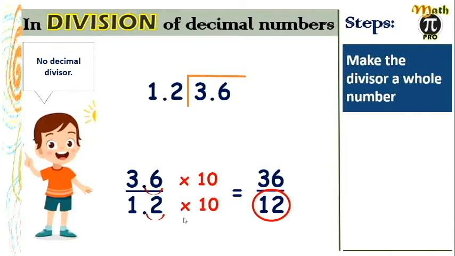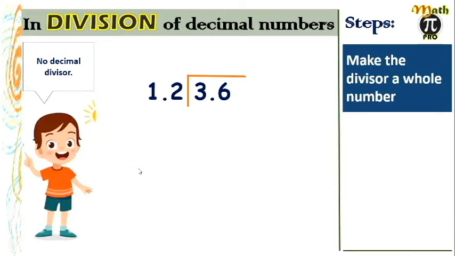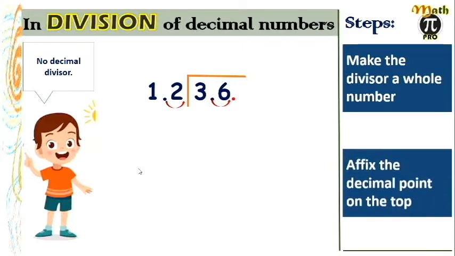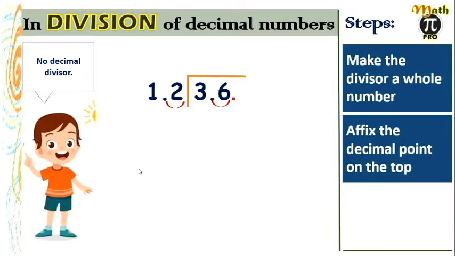Without writing the given in fraction form, we can actually make our divisor a whole number by simply moving the decimal point. So we move the decimal point to the right to make it a whole number 12. But do not forget that we also have to move one place in our dividend, again because we are multiplying them by the same number, which is 10. So now our decimal point is here. We can now proceed to step number 2. We affix the decimal point on the top. Since your decimal point is here already, the decimal point should be there.